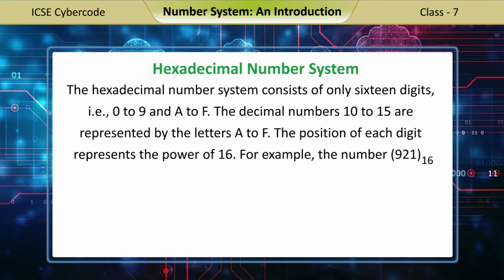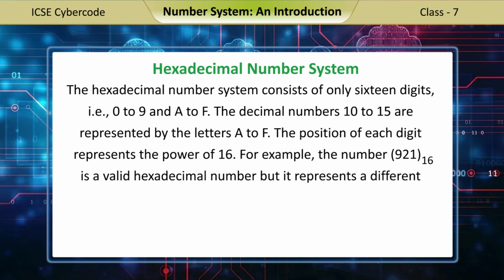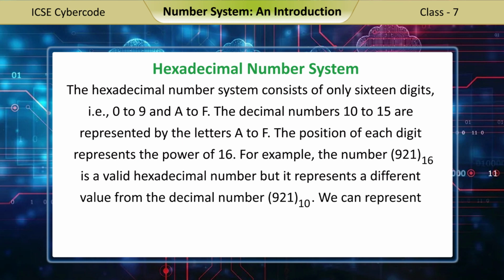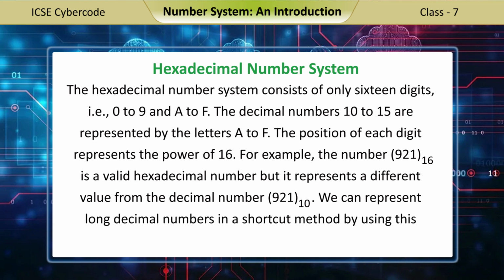For example, the number 921, base 16 is a valid hexadecimal number, but it represents a different value from the decimal number 921, base 10. We can represent long decimal numbers in a shortcut method by using this number system.